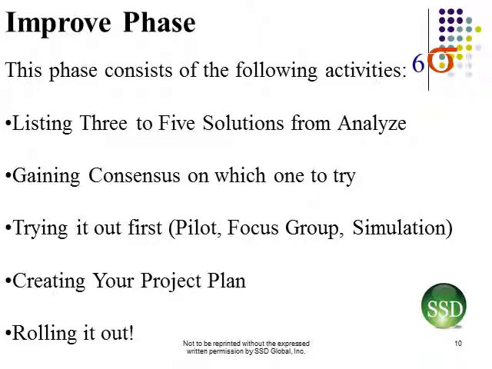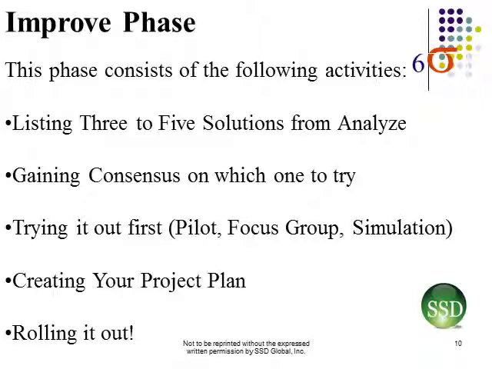Now this is really important because in the PDCA model and in the regular problem solving model, we have created our project plan much earlier in the process. But in the DMAIC process, we've defined, we've measured, we've analyzed, we've gone to improve, we've gotten consensus on which one is the best one to do, and then we've created our project plan. Now we'll still create our project plan and work breakdown structure, and then we're going to roll it out.